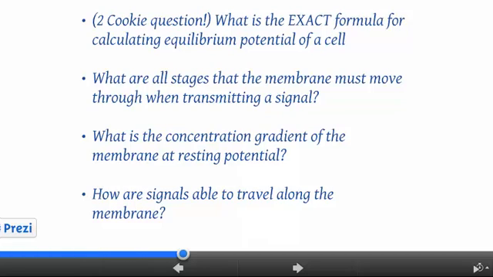And how are the signals able to travel along the membrane? If you saw the diagram earlier, you can see that as one section of the membrane depolarizes, neighboring sections also depolarize, and that's essentially how it's able to move along the membrane.